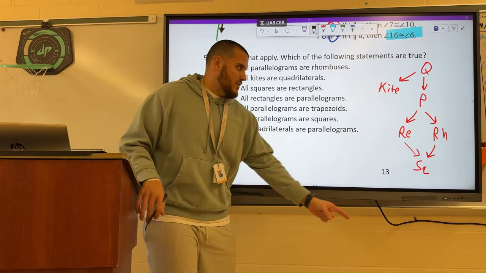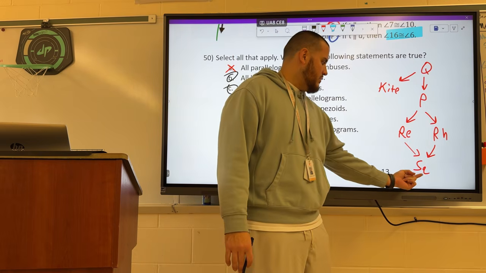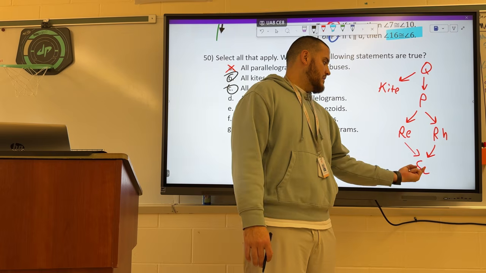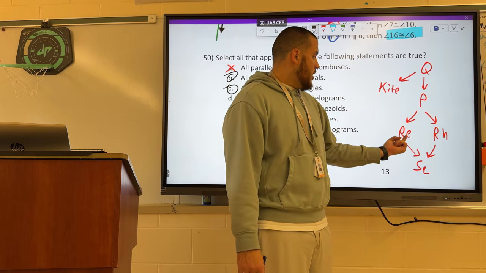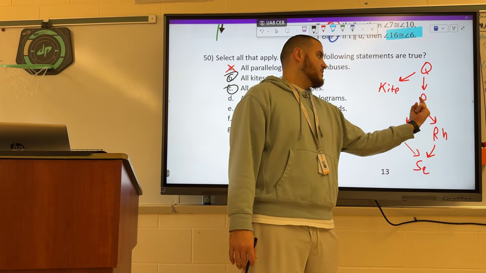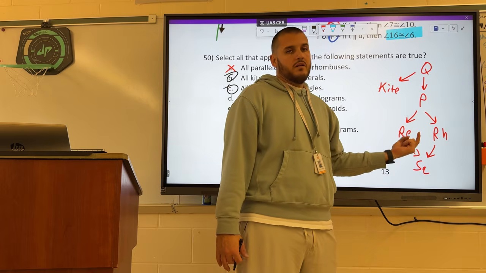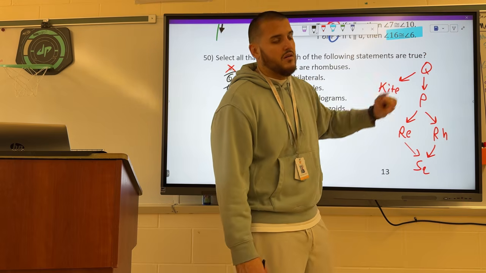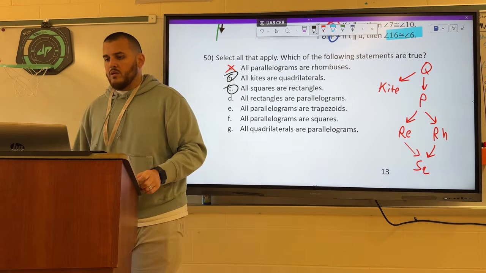And a way that you can think of this tree as I've written it here is every shape you see is the thing above it. So all squares are rectangles, all squares are rhombuses, all rectangles are parallelograms, all rhombuses are parallelograms, all squares are parallelograms, all parallelograms are quadrilaterals, all kites are quadrilaterals. That's the way we can read that there.